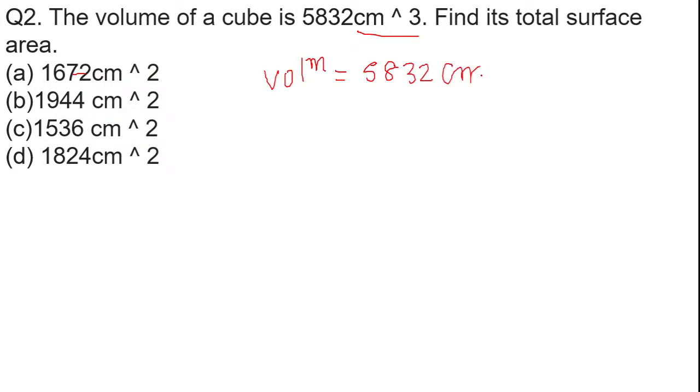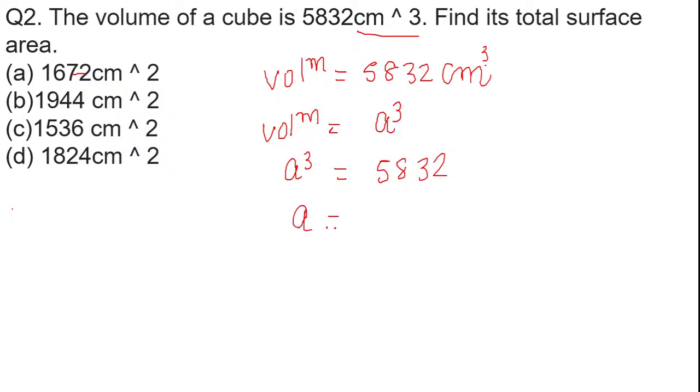5832 centimeter cube is the volume mentioned. We know the volume of the cube. Volume of the cube is equal to a cube. So can I write a cube is equal to 5832? Yes. If a cube is equal to 5832, then what will be the value of a?